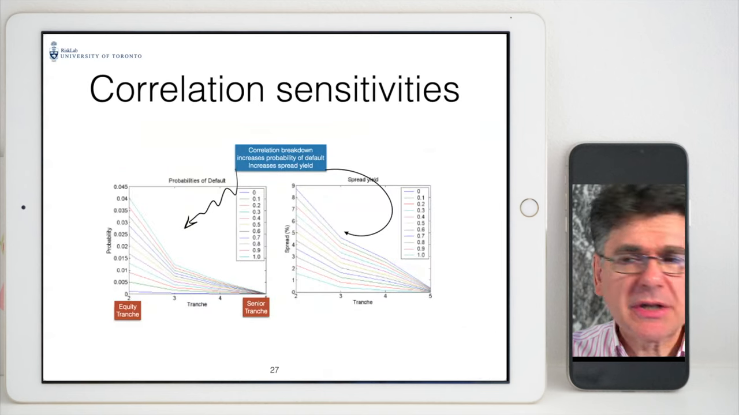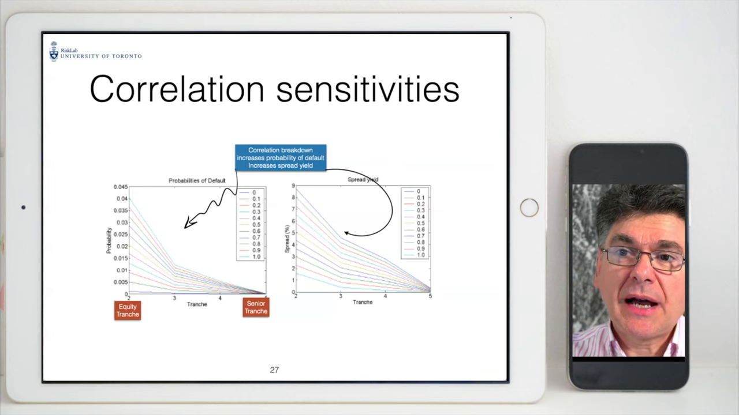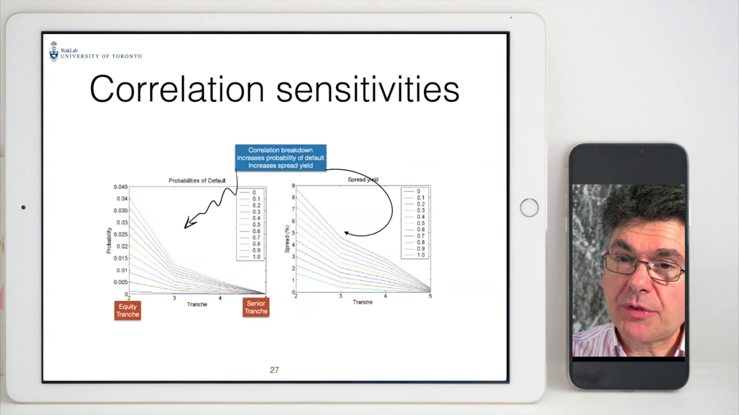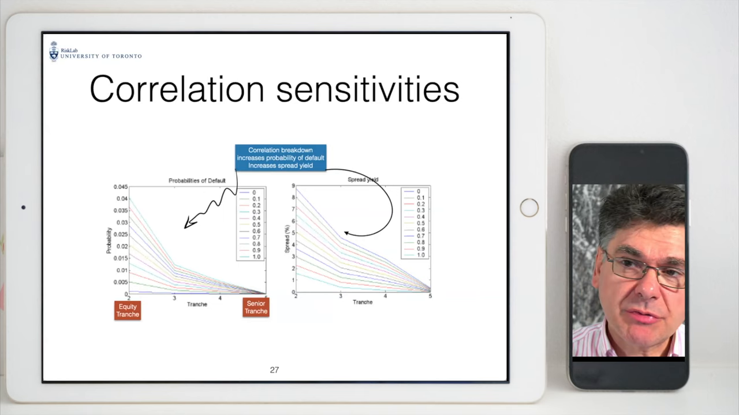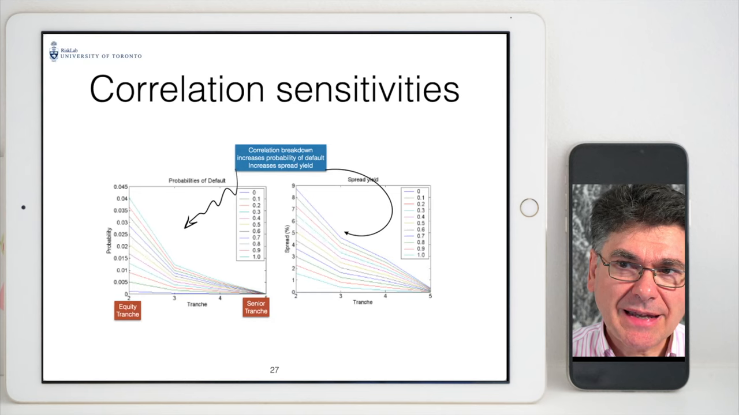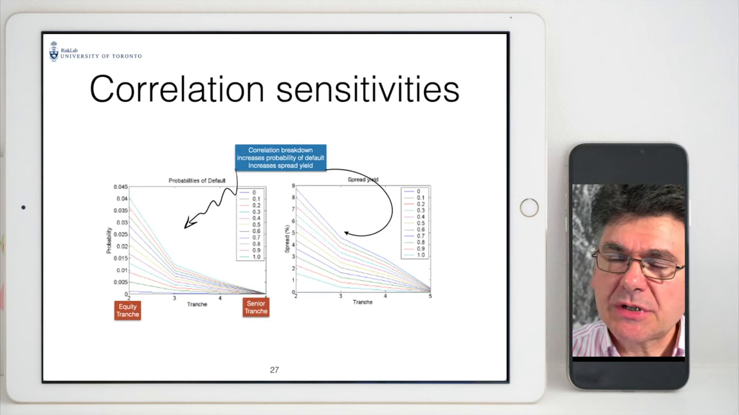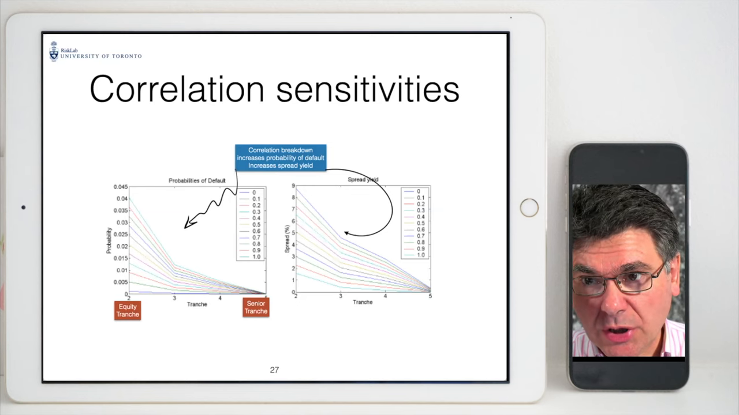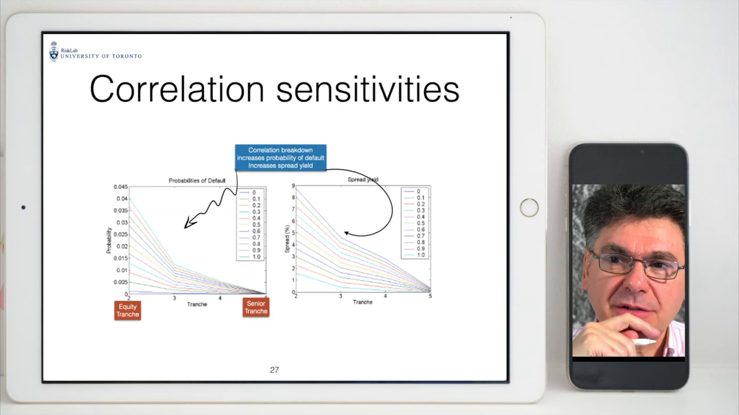And I mentioned something which is very advanced, which is how an increase in correlations leads to an increase of the probability of default of the bonds. And I mentioned how this is related to the 2008 financial crisis that you may know about. This was a situation where increased correlations created a lot of financial products to collapse. And the collapse happened for exactly this reason.